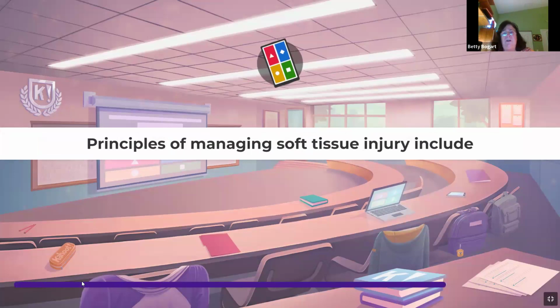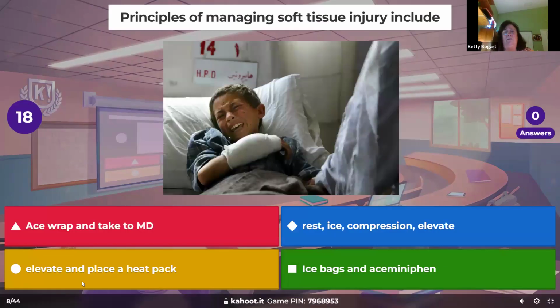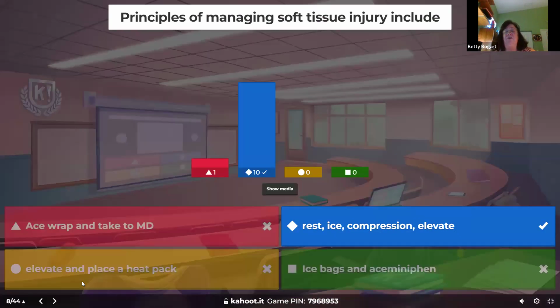Principles of managing soft tissue injury include, what do you do for a sprain? And that's your rest, ice, compression, and elevate, right? Very good.